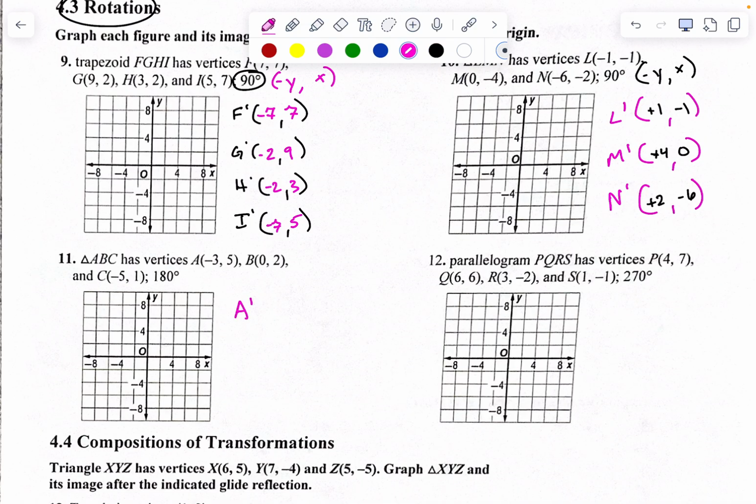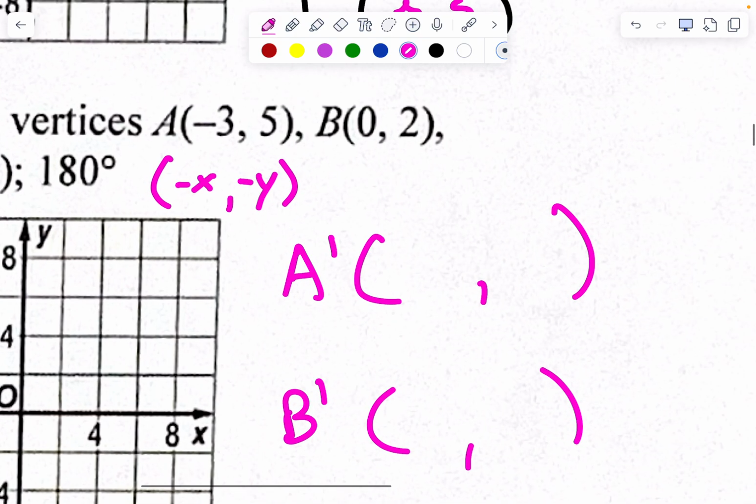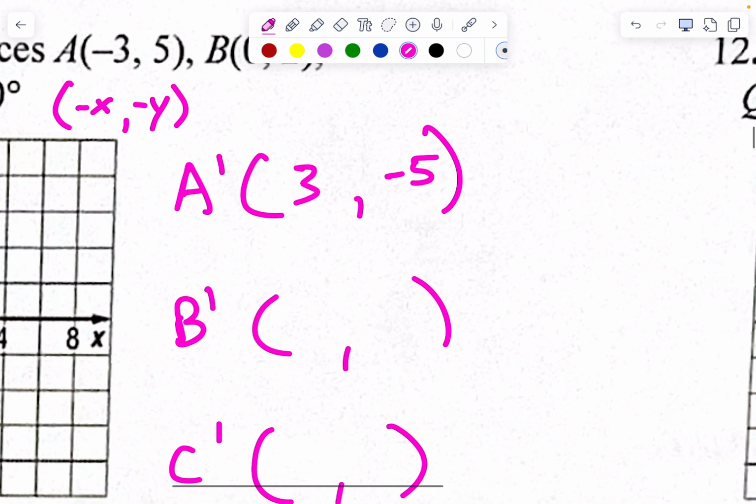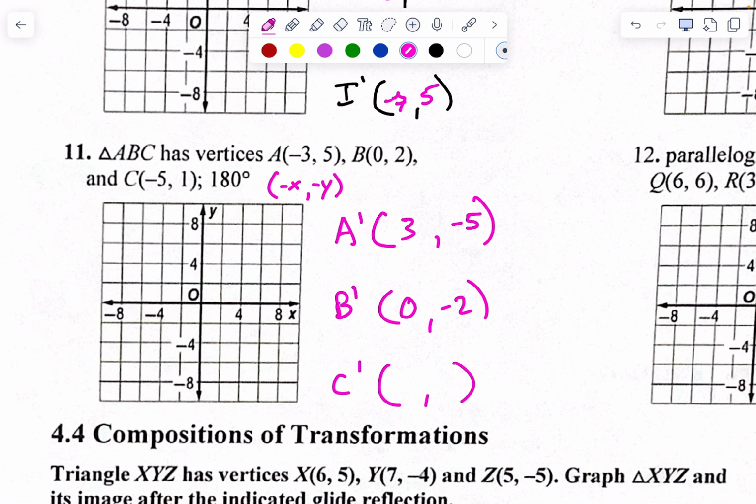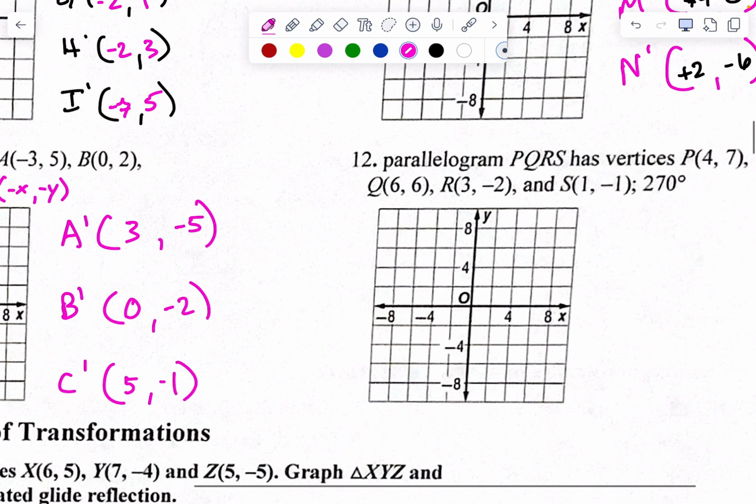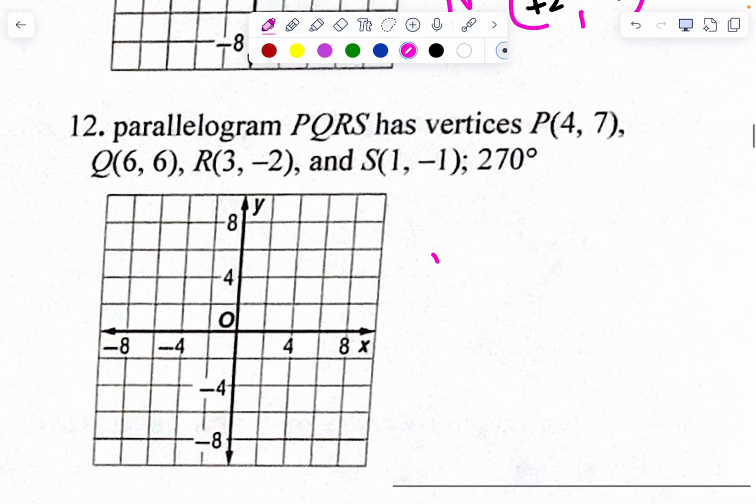180. A prime, B prime, C prime. Now we're 180, and 3, negative 5. What's the rule for 180? It stays the same but negatives. So A becomes 3, negative 5. B is 0, negative 2. And C is 5, negative 1. Too easy. Okay, number 12. P prime, Q prime, R prime, S prime.